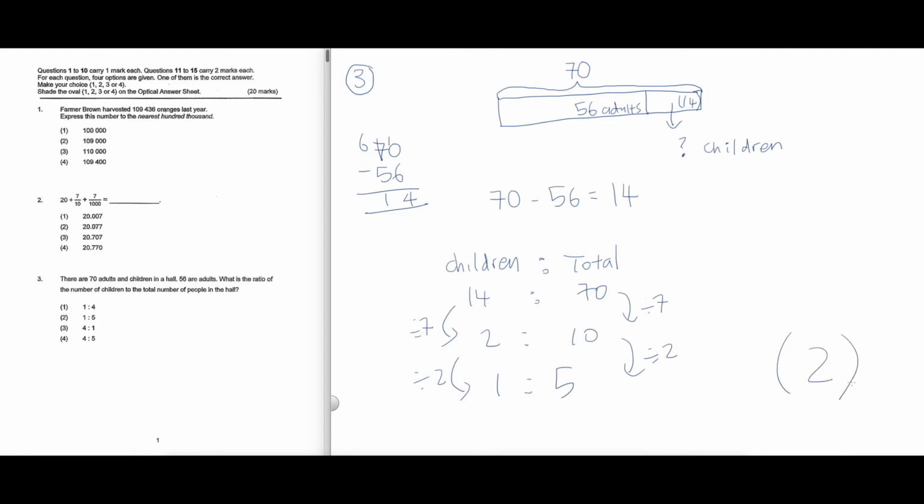Okay? So if a ratio can be further simplified, please do so. Don't be afraid. You can keep dividing until you reach number 1 or a number that you can't divide anymore. And always be very careful. Read your question. Okay? So it is children to total number of people. And that's why your answer is 2.